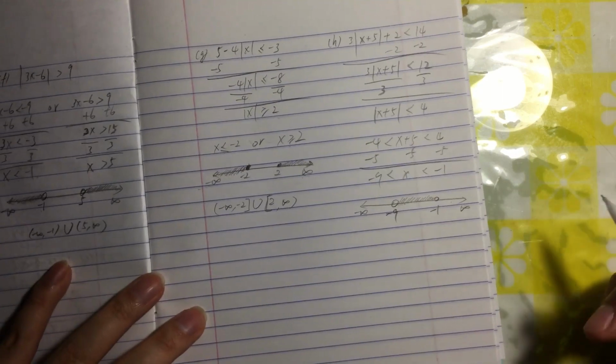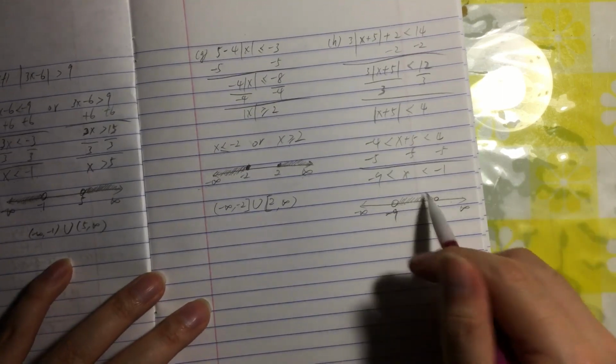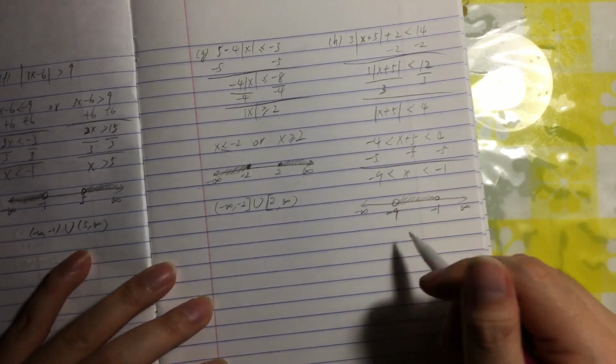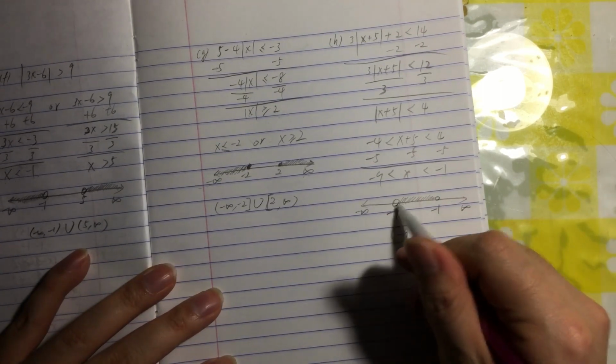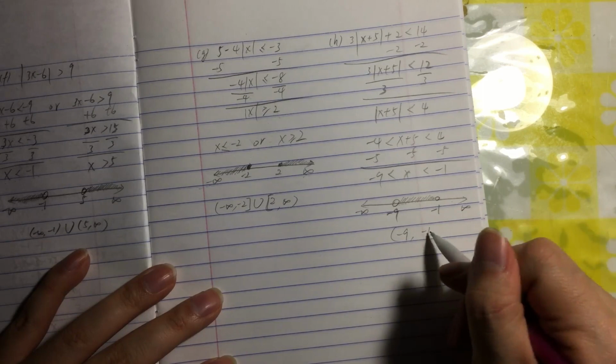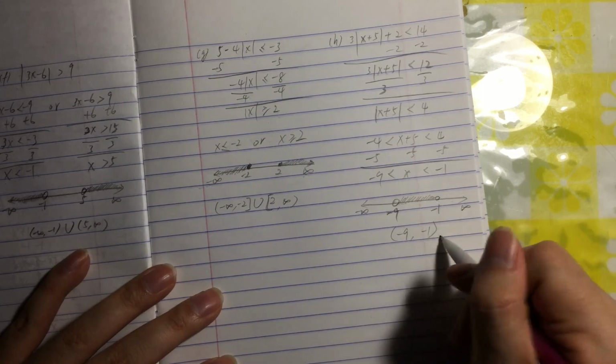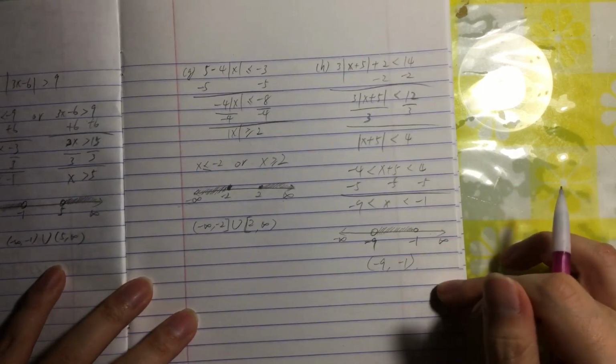And then for the answer in interval notation, look at the shaded region here. For the shaded region, left endpoint is -9. And -9 is not included. Right endpoint is -1. Also, -1 is not included. That's the answer in interval notation.